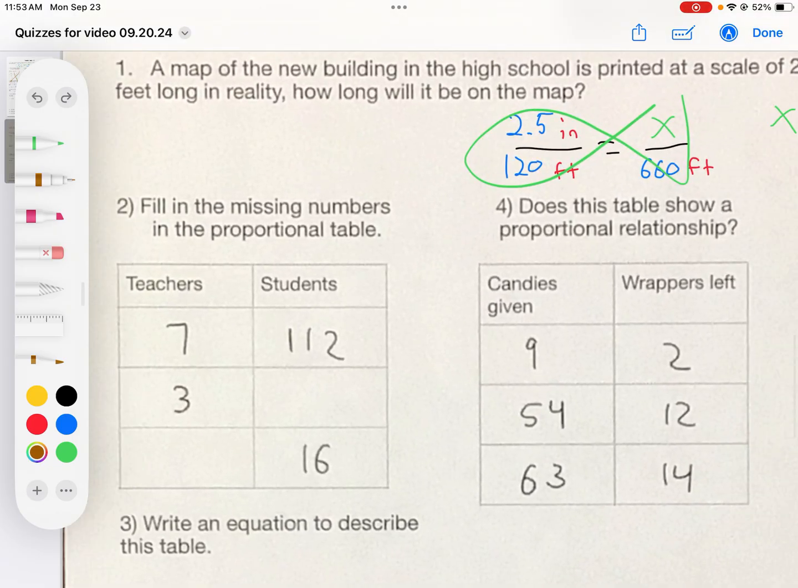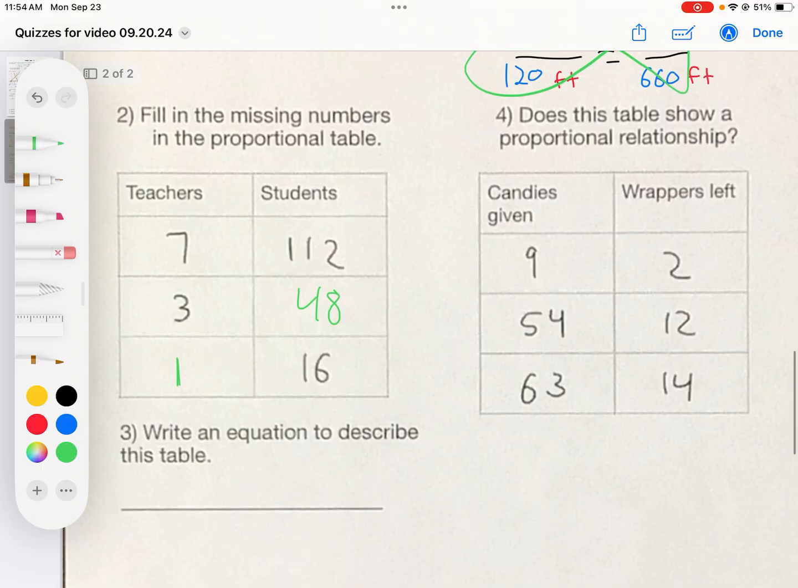Number 2, once again, we're filling in the missing numbers in this table. If we want to find this one, 112 times 3 divided by 7 would have given you 48. And then 3 times 16 divided by 48 actually gives you 1. So again, we found both of those using the fish method.